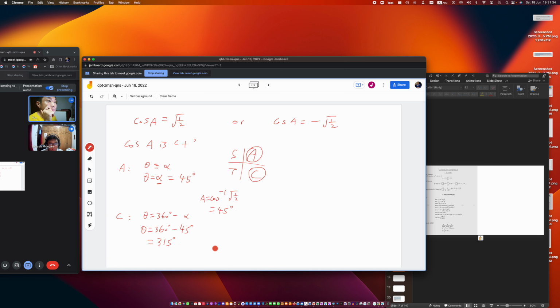Can you do one over here for negative? Please follow the steps exactly. Then you will get the answer all the time. So cosine A is negative, so it should be S and T, right?